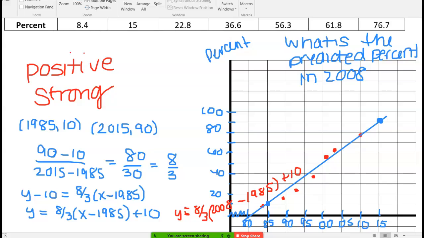And we get that the prediction in 2008 is 71.3%. And again, if you went to your graph, 08 would be in between 5 and 10. And we could even see from that graph, it's near that 70. So our trend line matches our equation, which matches our graph.